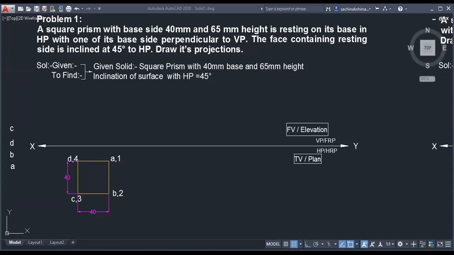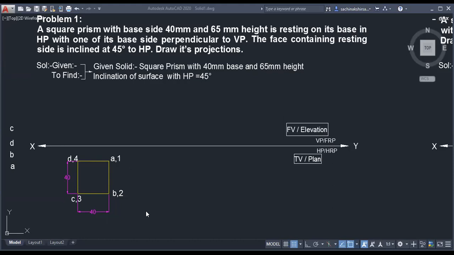ABCD will be the base. Suppose we give only one name, ABCD, to each corner. So the person who is going to read the drawing, what will he understand? Is it a solid or is it a plane? Plane. The person reading the drawing will know that it is not a solid, it is a plane. Why? Because only one name is there at each corner.